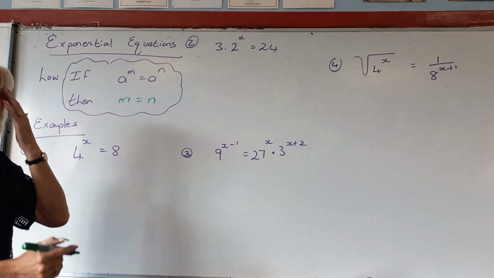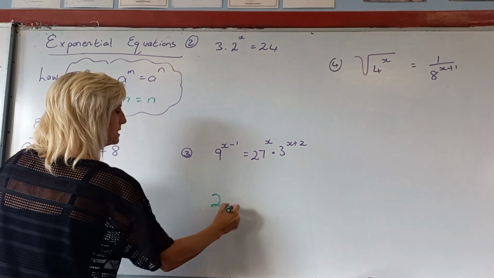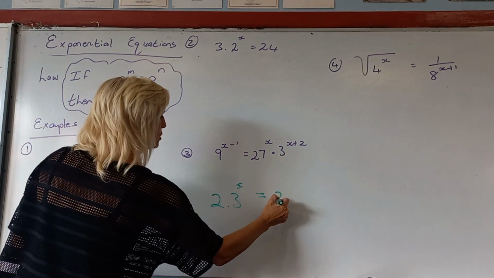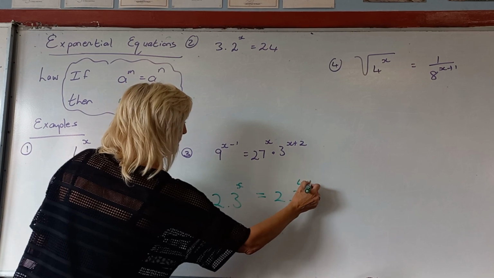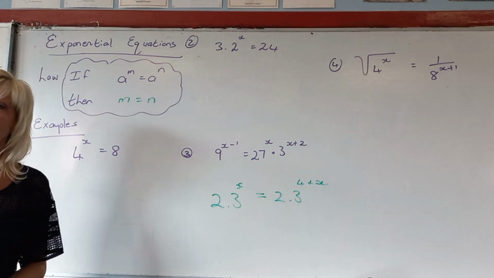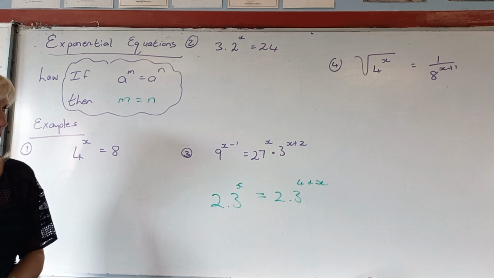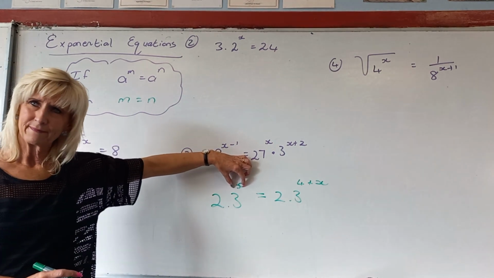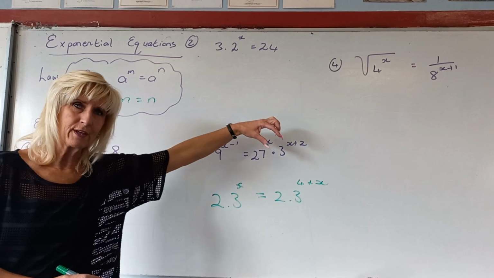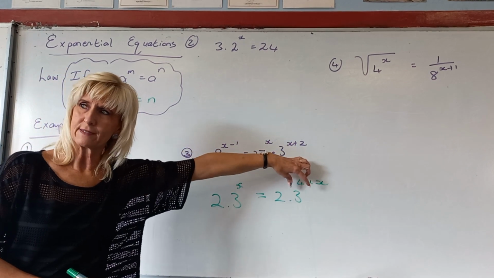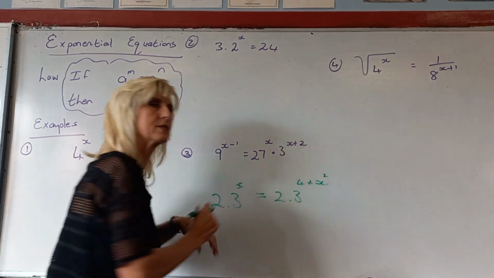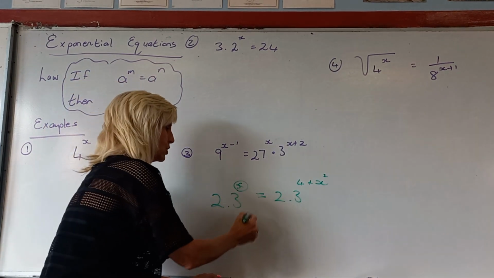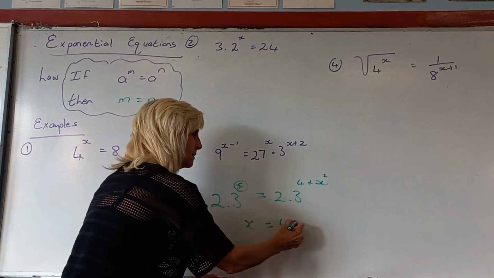So you're going to get to something like that, where I've got, for instance, 2 times 3 to the x equals 2 times 3 to the 4 plus x. What are you going to deduce? That the x is equal to the 4 plus x. Let's make it a square just to be interesting. But then that will be equal to... what did you do with those other things?